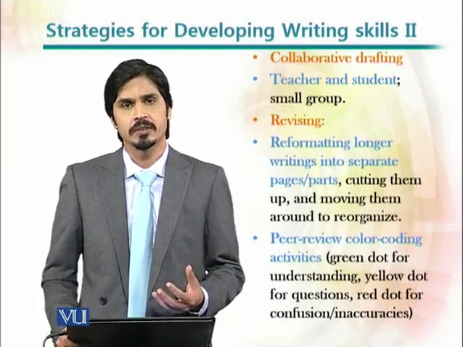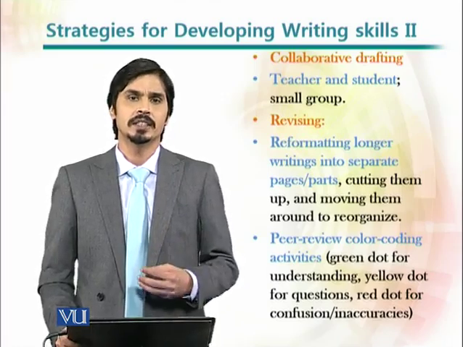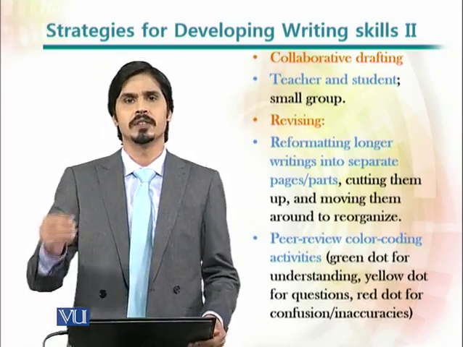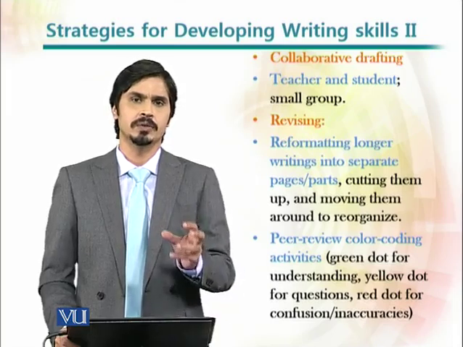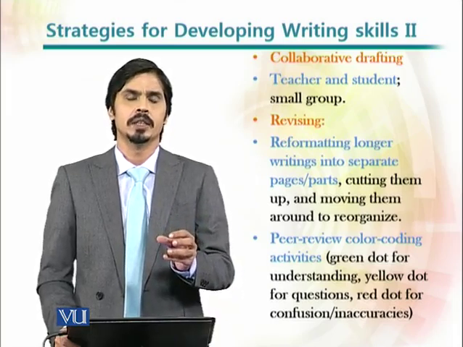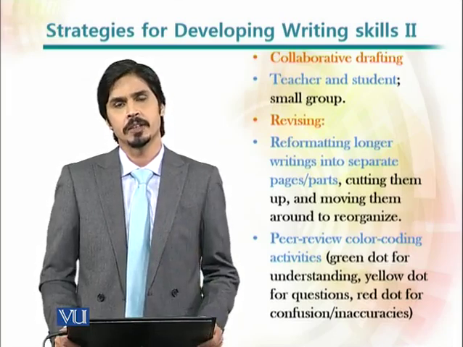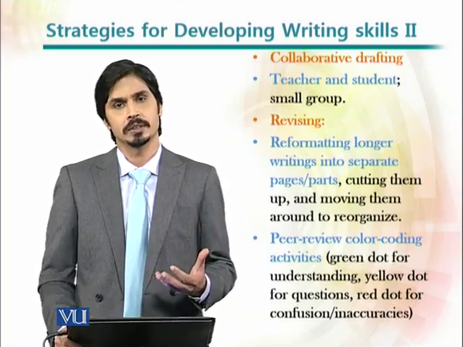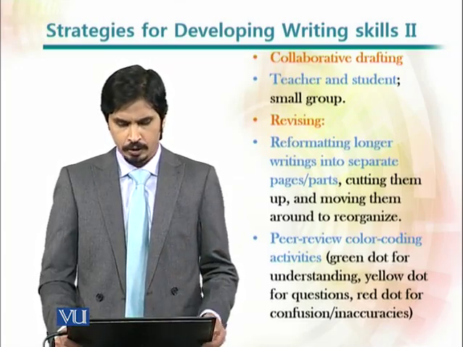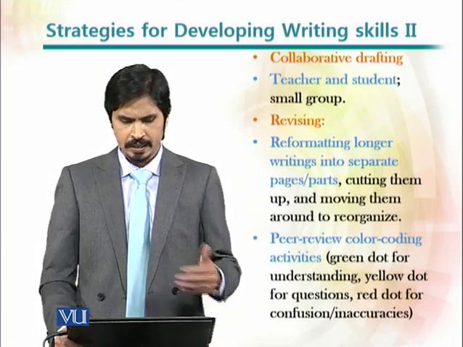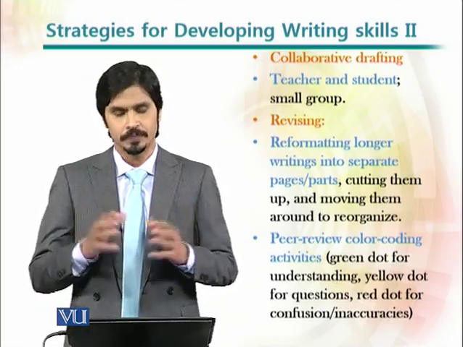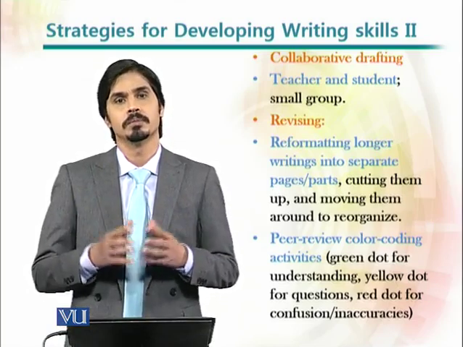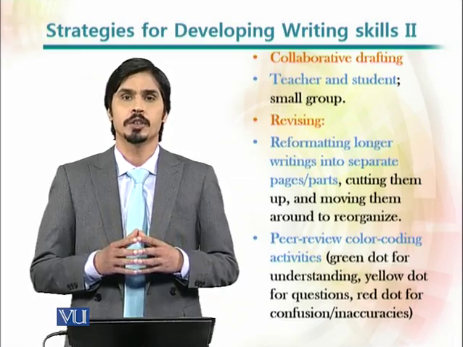Peer reviewing is another activity which could be employed, and in this regard we could use color coding activities. For example, there could be different colors allotted to different kinds of feedback, or different kinds of errors that a peer might see in the writing. For example, green could be used for those ideas which the peer understood properly, yellow dot for the questions, and red dot for the confusion, or those areas or inaccuracies which students couldn't understand, or he or she thinks are not correct.